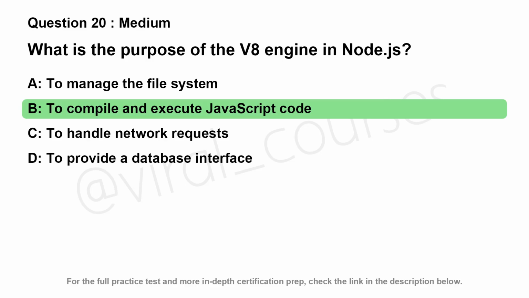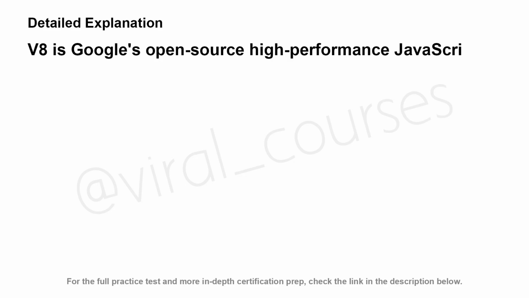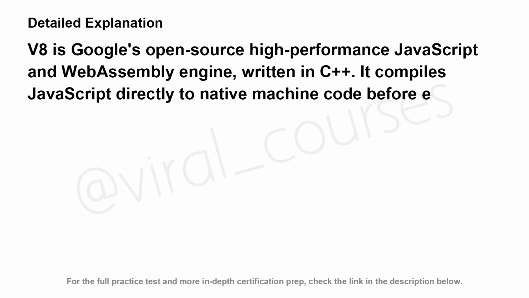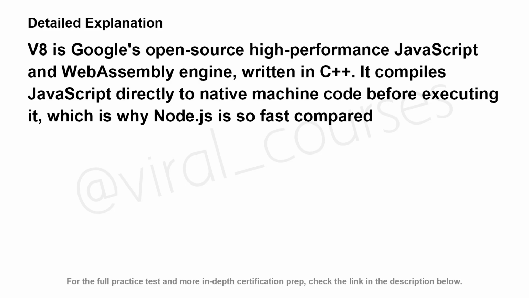The correct answer is B. V8 is Google's open-source high-performance JavaScript and WebAssembly engine. Written in C++, it compiles JavaScript directly to native machine code before executing it, which is why Node.js is so fast compared to interpreted languages.